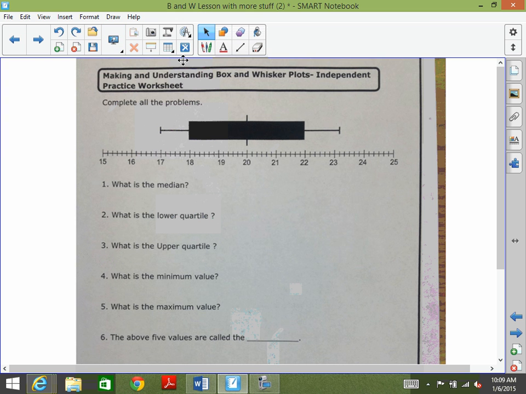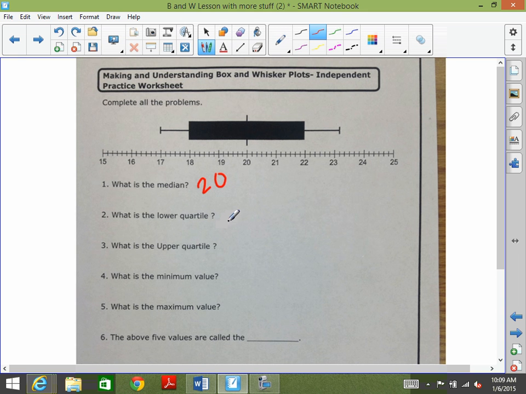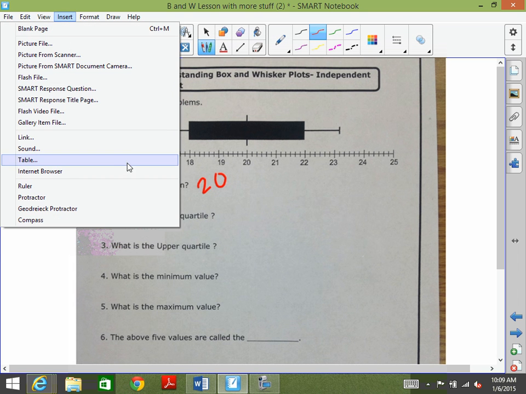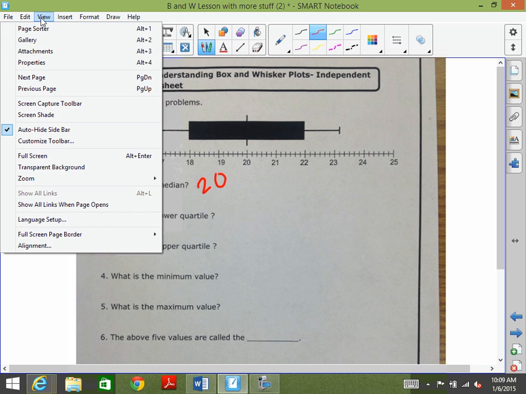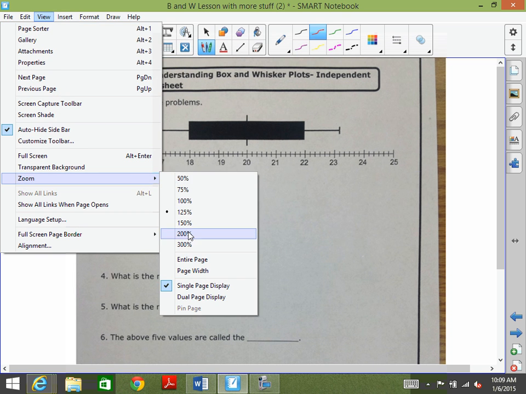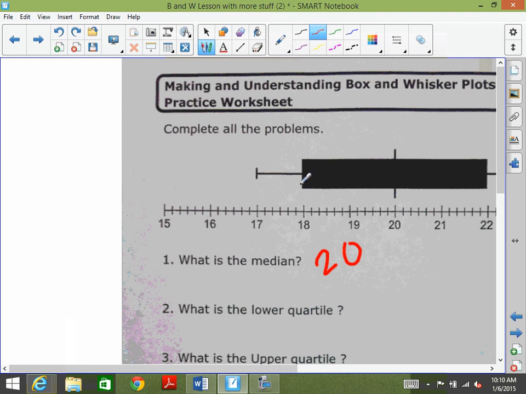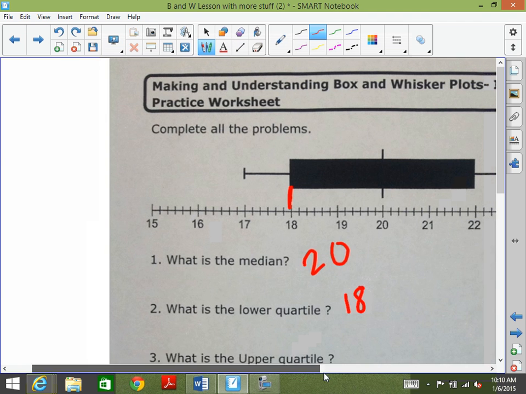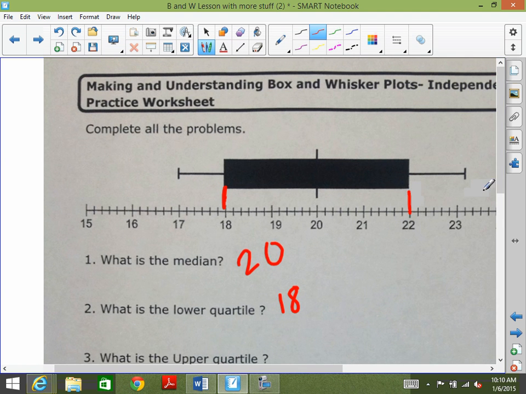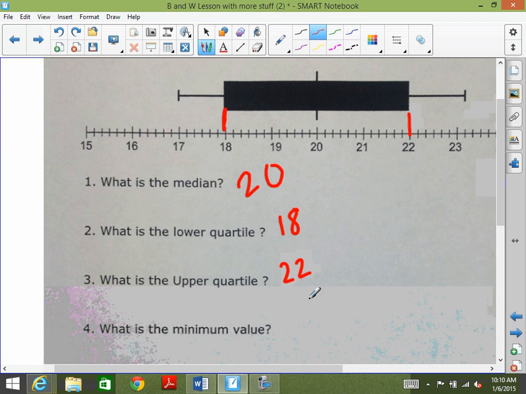Okay. Number 1, what is the median? What did you get for your median? 20. Good. Okay, next, number 2, what is the lower quartile? 18. Let me blow this up a little bit. The lower quartile is right here. That's 18. What's the upper quartile? 22. Good. 22. What is the minimum value? 17. This is your minimum value is here.